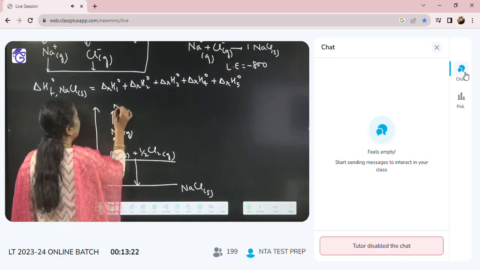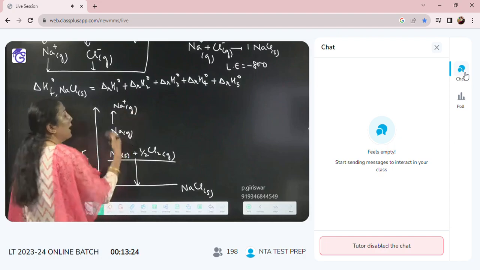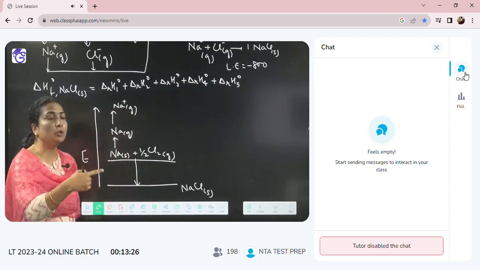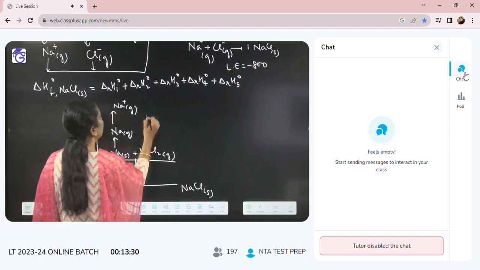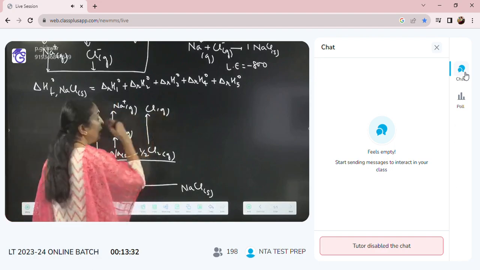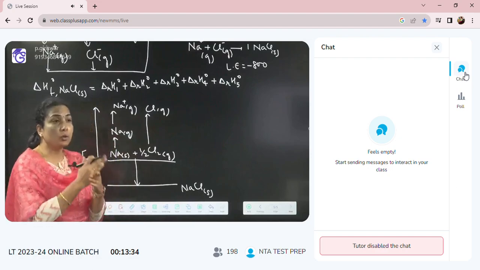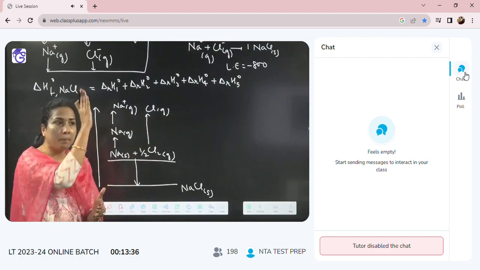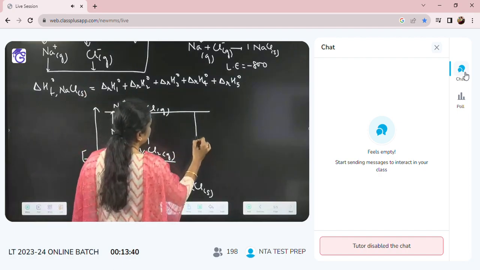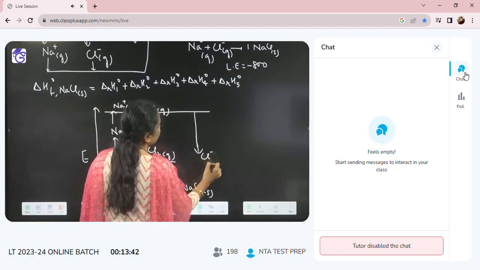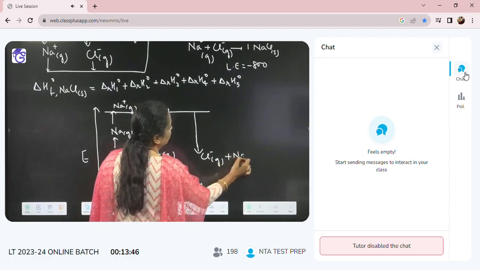Similarly, Na gas to Na plus gas. Again, for ionizing you require energy. So up arrow for that, okay? Similarly, half Cl2, you are making it to Cl gas, right? So for dissociating the bond, energy is required. So up arrow, right? Now after this, they might have shown you something like this, which is actually Cl minus gas plus Na plus gas.